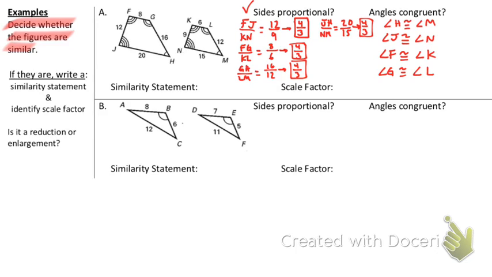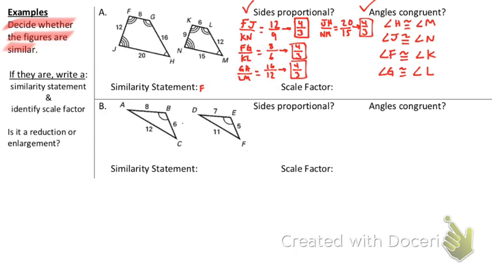So all corresponding angles are congruent. I can now say these two triangles are similar. So I can now write the similarity statement. So the similarity statement would be, write these letters in order. Okay, so I'm going to start with F, G, H, J.